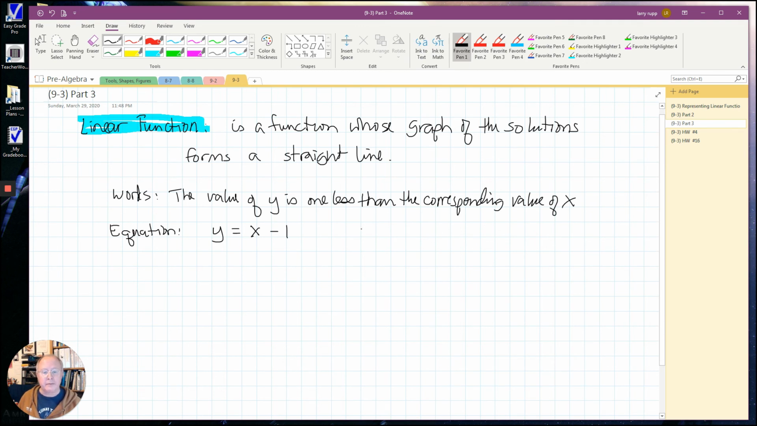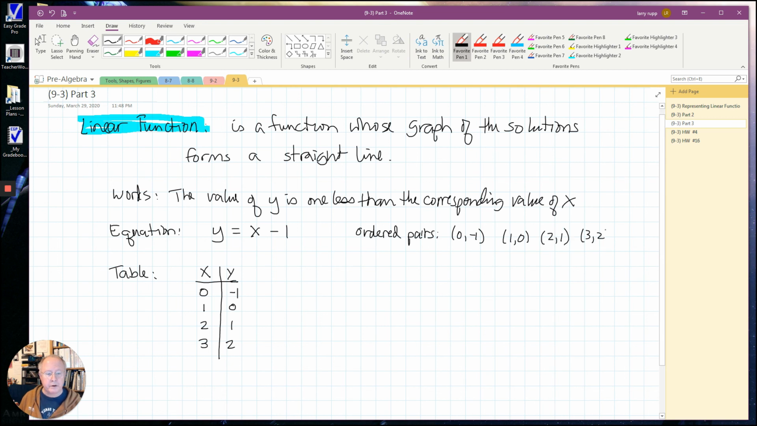All right. So how about being represented as ordered pairs? Well, I'll tell you what. Before we get to that, why don't we do the function represented as a table, and then we can pick out our ordered pairs from there. So here is a table really quickly. When x is 0, x minus 1, y is negative 1. When x is 1, 1 minus 1 is 0. When x is 2, 2 minus 1 is 1. When x is 3, 3 minus 1 is 2. Like I said, very simple. So then back over here, ordered pairs would be (0, -1), (1, 0), (2, 1), (3, 2).